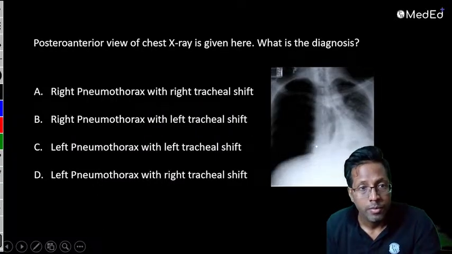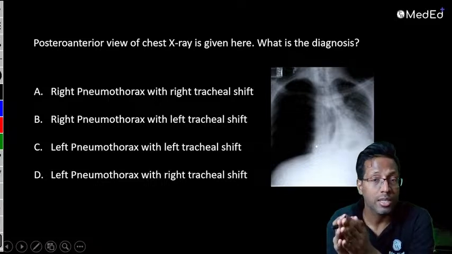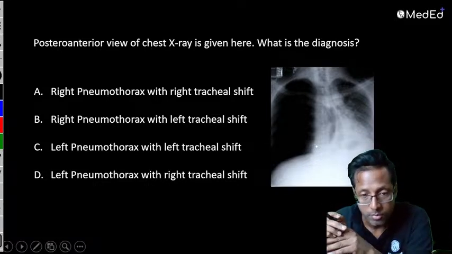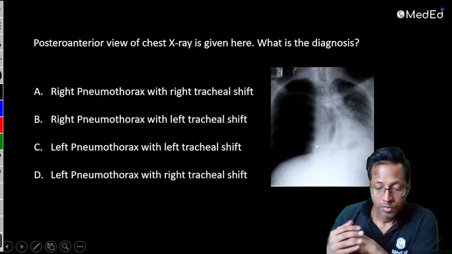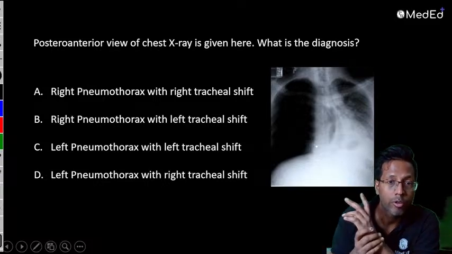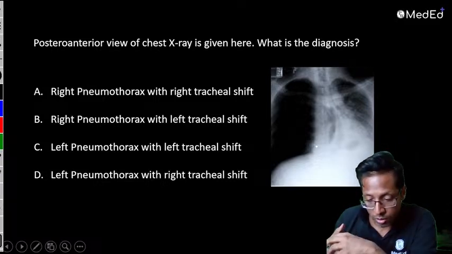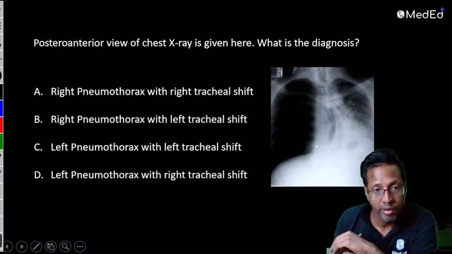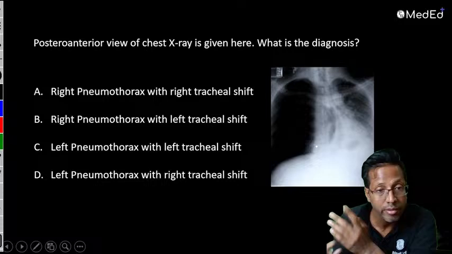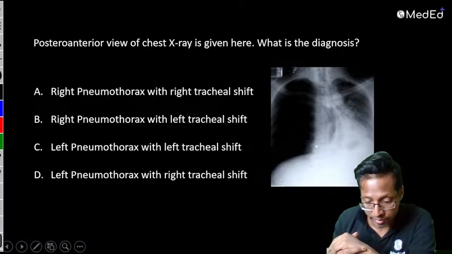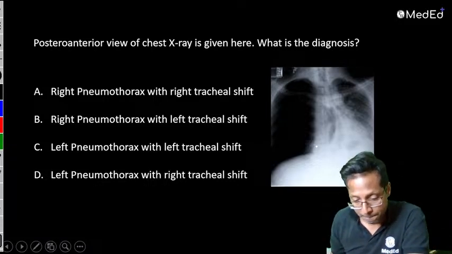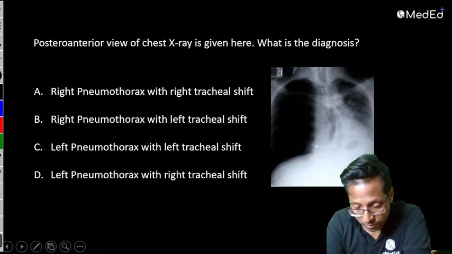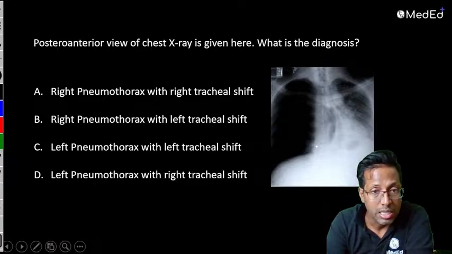The last question: a postero-anterior view of chest X-ray is given here. What is the diagnosis? Is it right pneumothorax with a right tracheal shift? Right pneumothorax with a left tracheal shift? Left pneumothorax with a left tracheal shift, or left pneumothorax with a right tracheal shift? Anyone? C.